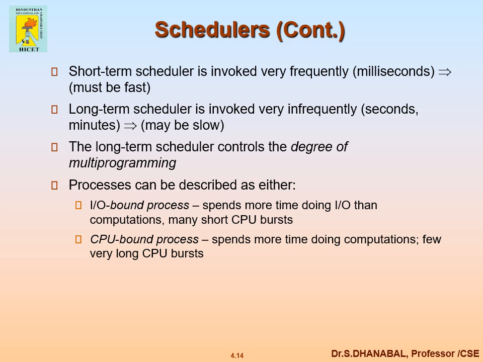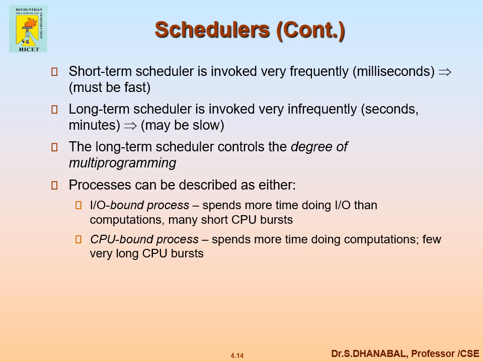A short-term scheduler is invoked very frequently, even in milliseconds. Every millisecond it will be invoked, whereas the long-term scheduler is invoked very infrequently, for example per second or per minute, and it is very slow. The long-term scheduler controls the degree of multiprogramming. That is the most important thing.